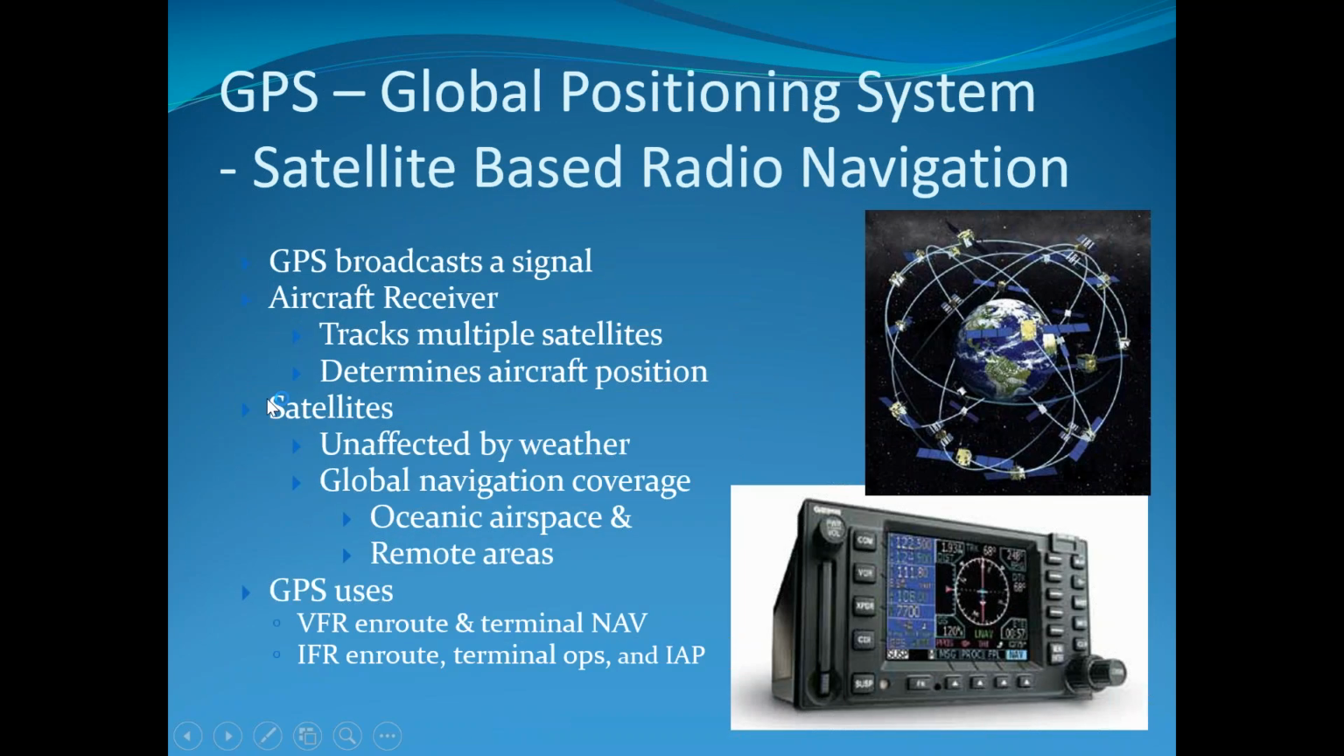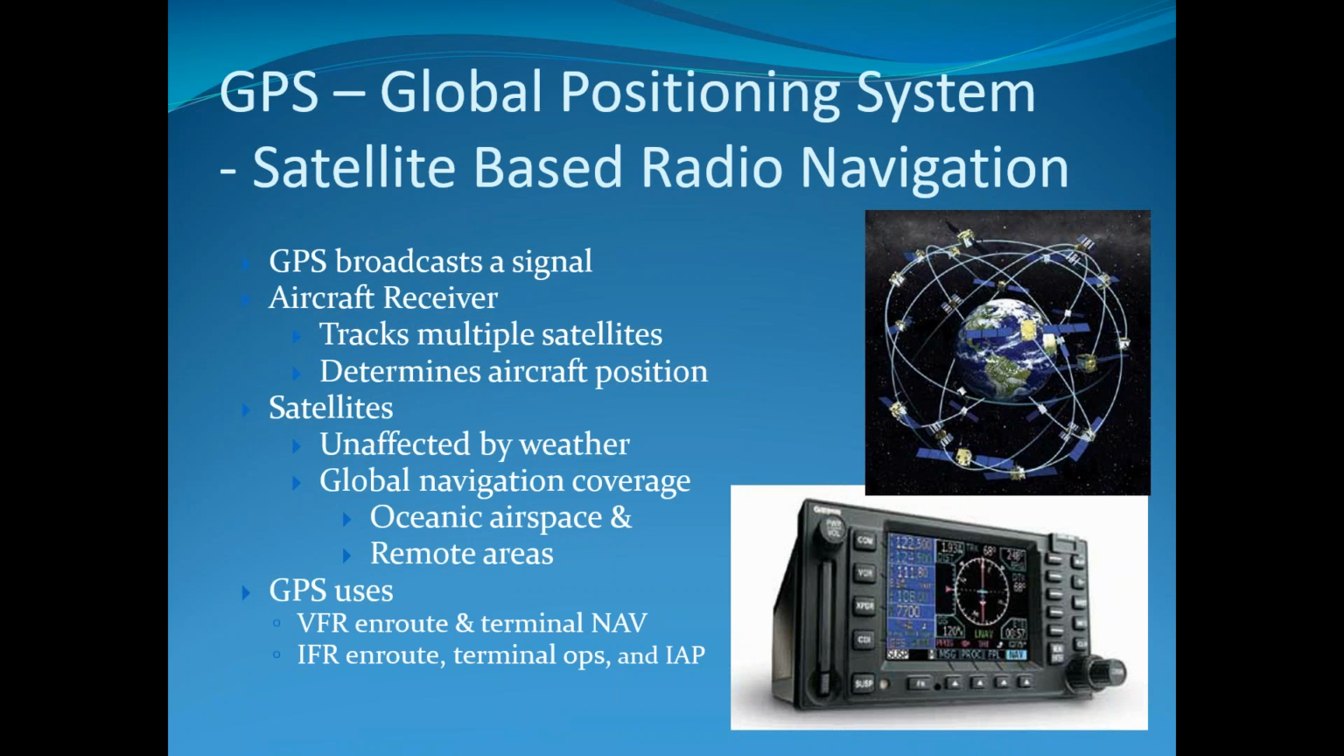Regular GPS is the global positioning system, satellite-based radio navigation. GPS broadcasts a signal. Aircraft receiver tracks multiple satellites, determines the aircraft's position. Satellites are unaffected by weather. It covers globally. So you got global navigation coverage. Obviously, you can understand why that's better than VORs just off of that one point alone. You're not going to have VORs out in the middle of the ocean. But you can pick up satellite, obviously. It covers oceanic airspace in remote areas.